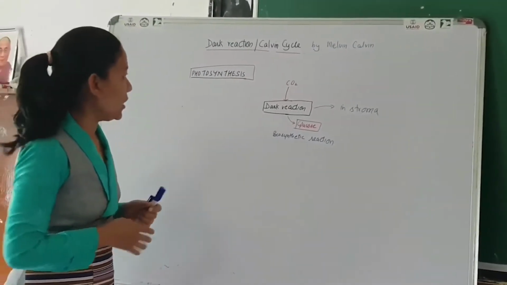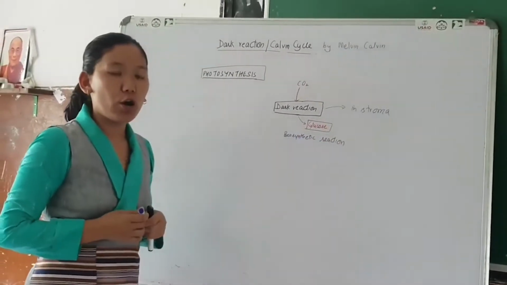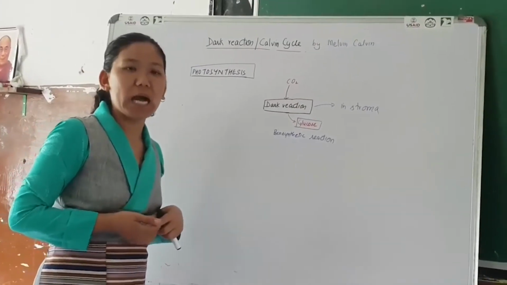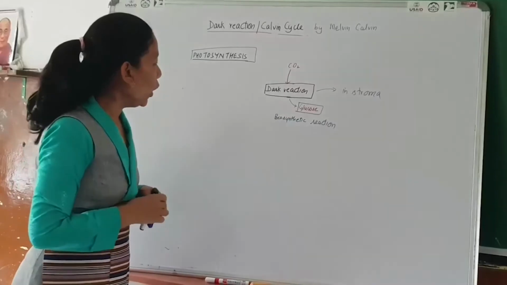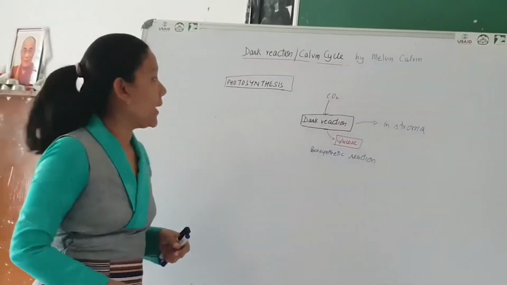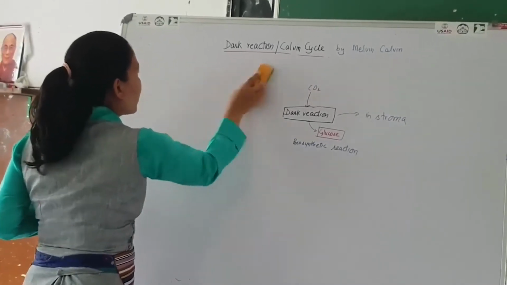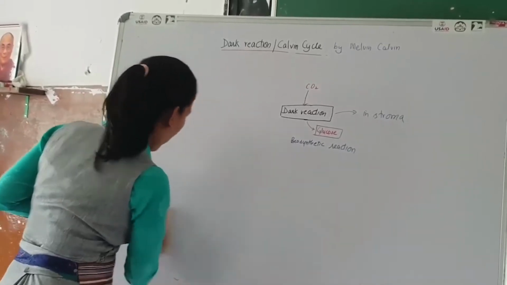Okay, now let us see, as discussed, the dark reaction takes place in the stroma of the chloroplast. And we know that these chloroplasts are present in the mesophyll tissues of leaves. Now this dark reaction occurs in 3 steps. Let us see them one by one.